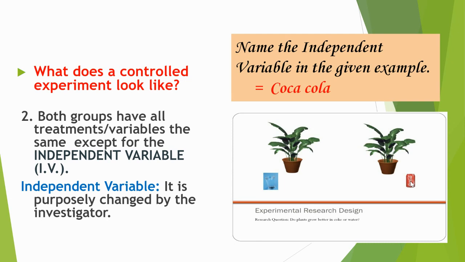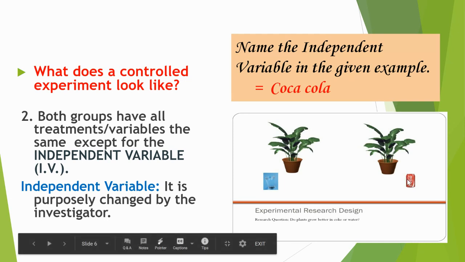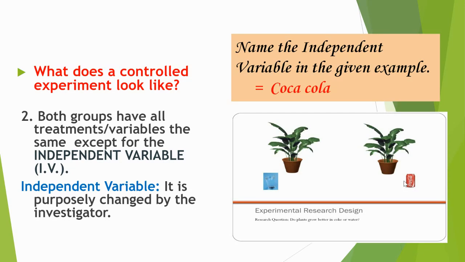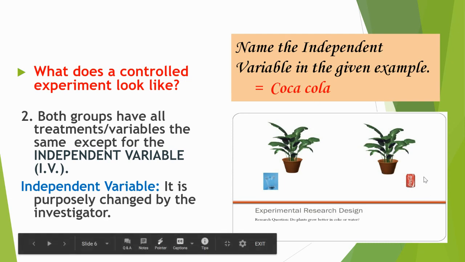So I want you to think and remember this. Everything is the same except for one thing. That one thing is the independent variable. And the group that receives the independent variable is known as the experimental group. Okay? So independent variable is purposely changed by the investigator. It was sort of controlled or decided to be given to that group. Okay? So we already answered this. Name the independent variable. In this case, it is the Coca-Cola.